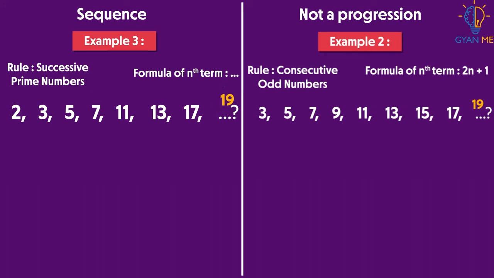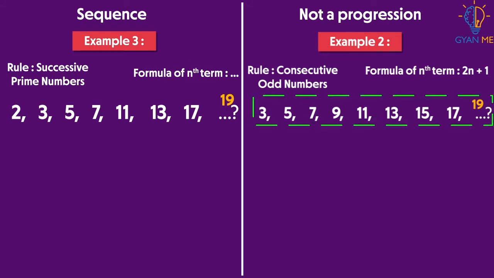Let me repeat it again for you. The difference between a progression and a sequence is that a progression has a specific formula to calculate its nth term, like the list of odd numbers where we used the 2n plus 1 formula, whereas a sequence can be based on a logical rule, like a group of prime numbers, which does not have a formula associated with it.